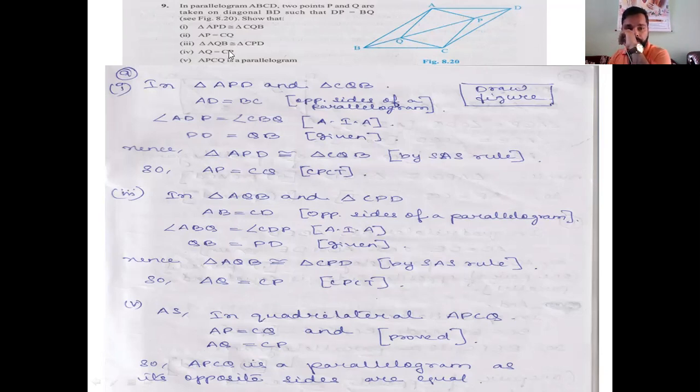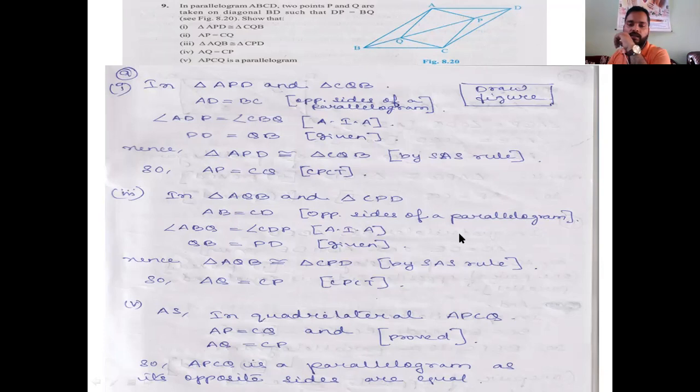Now you see in number 5 it is asked to show APCQ is a parallelogram. See above. We already proved that AP is equal to CQ and AQ is equal to CP, which means from 2 and 3 we can say that opposite sides are equal, which means it will be a parallelogram. So I did the same here. AP is equal to CQ and AQ is equal to CP. So APCQ is a parallelogram as its opposite sides are equal, and it is one property of a parallelogram, if you recall.